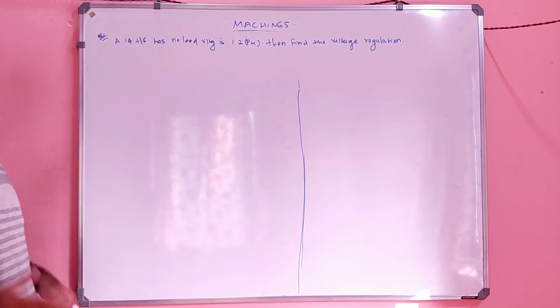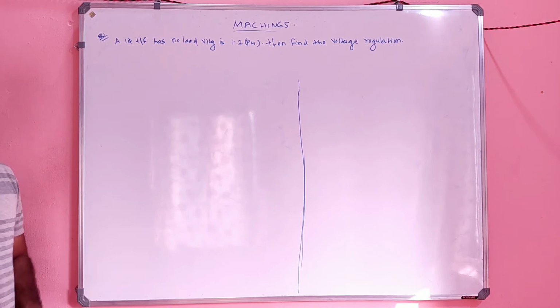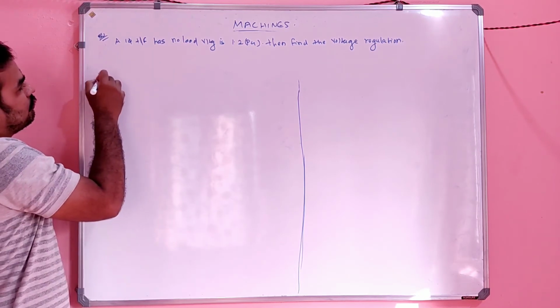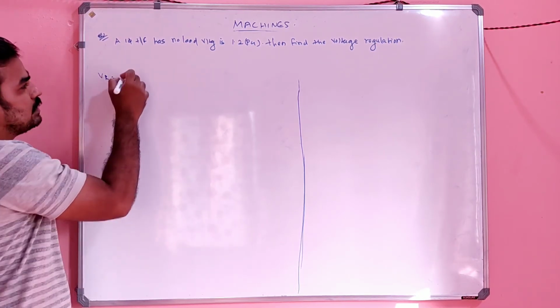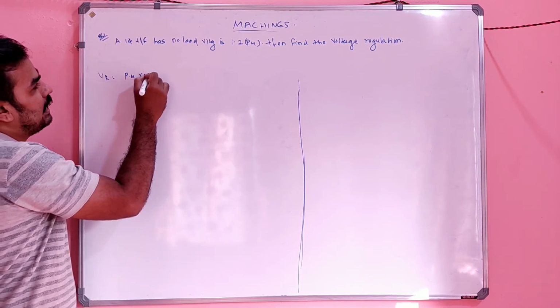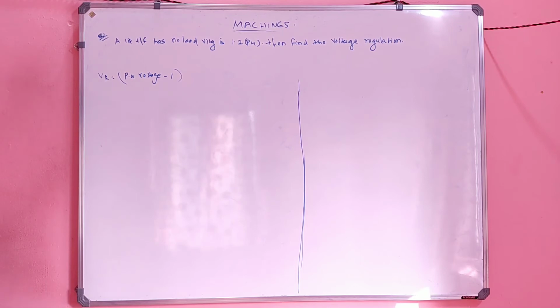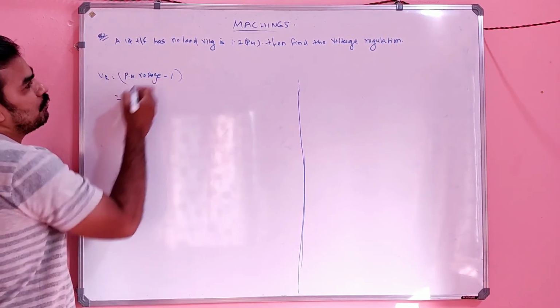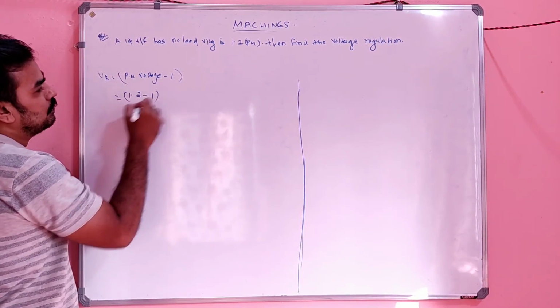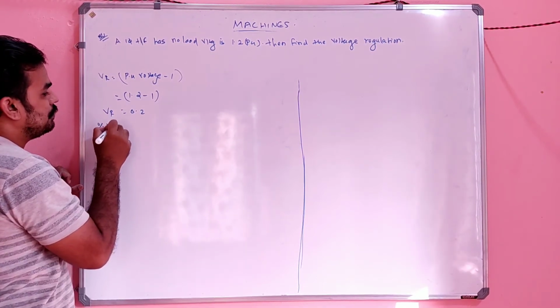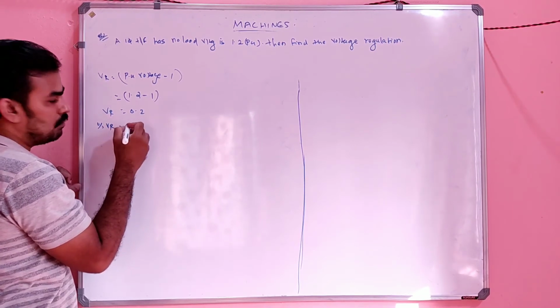How can we use the tricky equation here? A single phase transformer has a no load voltage of 1.2 per unit. So you should always bring the equation to your mind that VR is equal to, what is that equation? Per unit voltage minus 1. That is the voltage regulation equation. So it will be simply 1.2 minus 1. Percentage VR will be equal to 0.2 times 100, which means 20%.